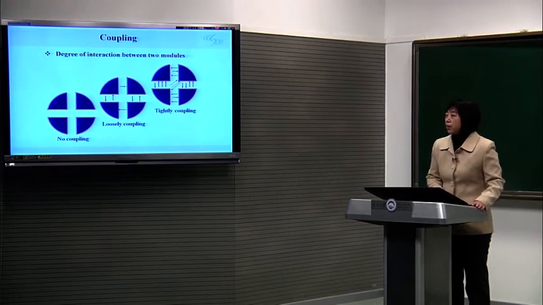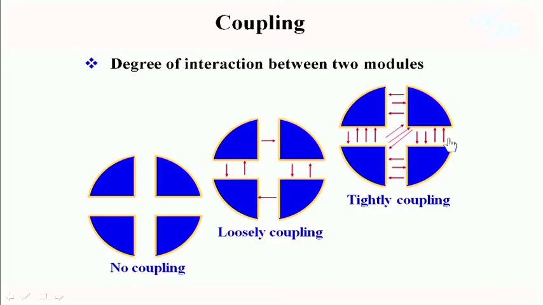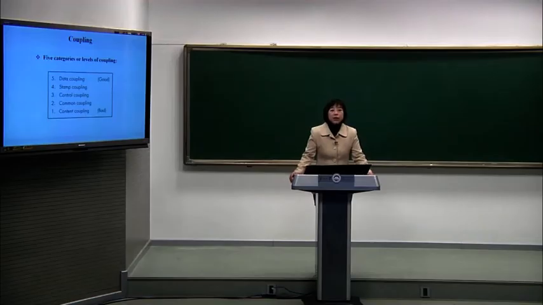Which one do you think is the best design for a software system? So this is what we are going to learn in this lecture. After we study coupling, we can answer this question. Okay. There are 5 categories or levels of coupling.